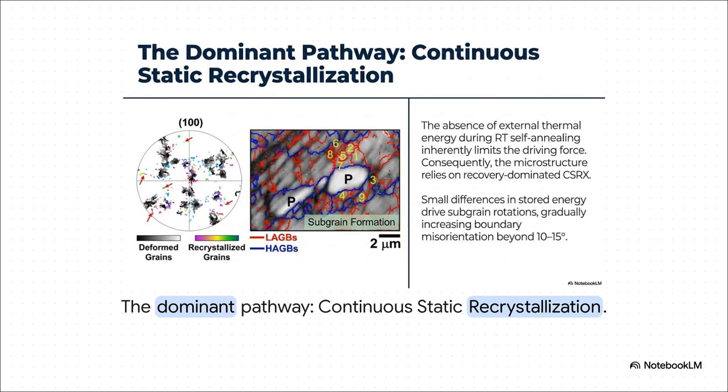Small differences in stored energy drive progressive subgrain rotations. Notice the low-angle grain boundaries marked in red? They're gradually accumulating dislocations and rotating to increase boundary misorientation beyond that 10 to 15 degree mark, eventually maturing into the high-angle grain boundaries marked in blue.